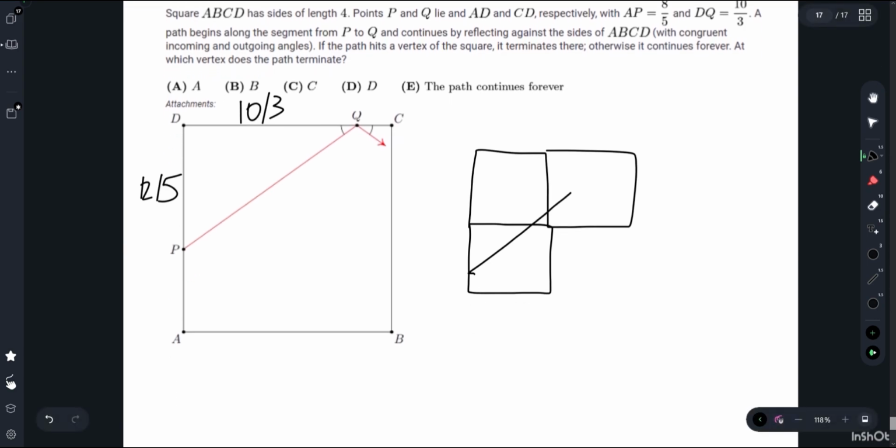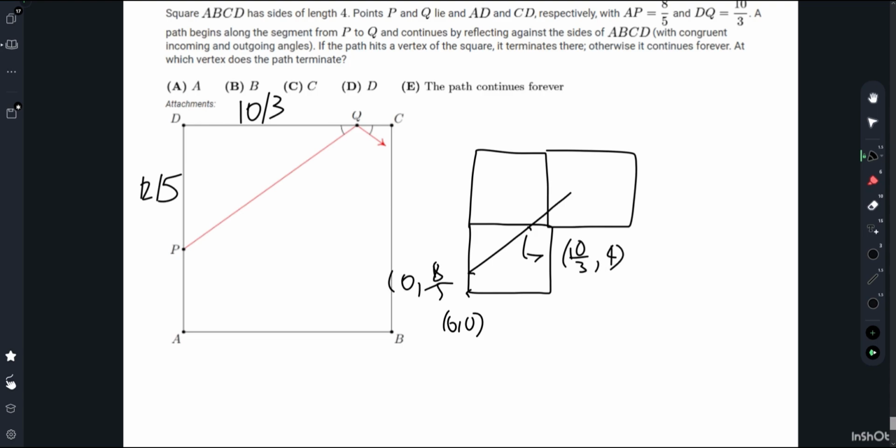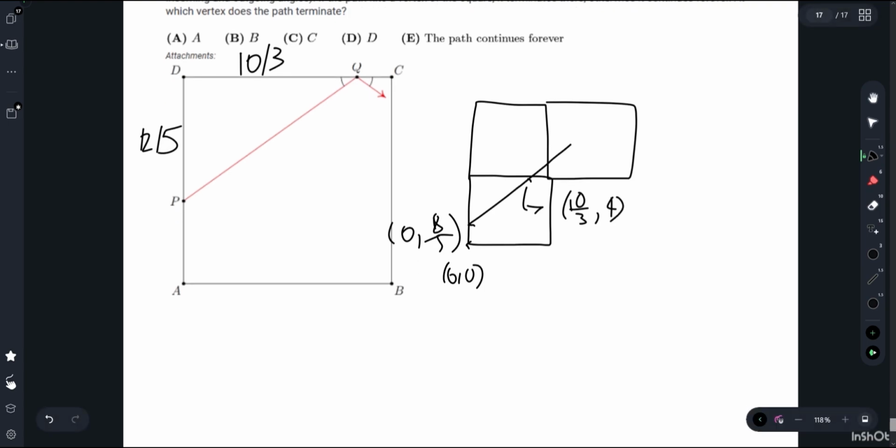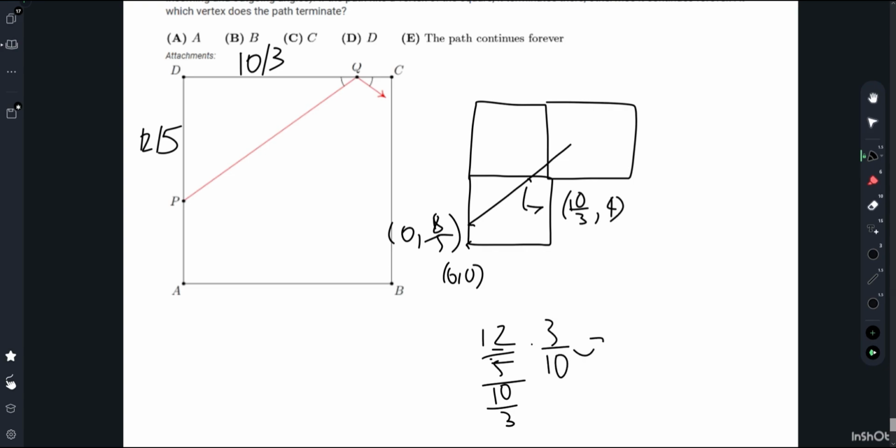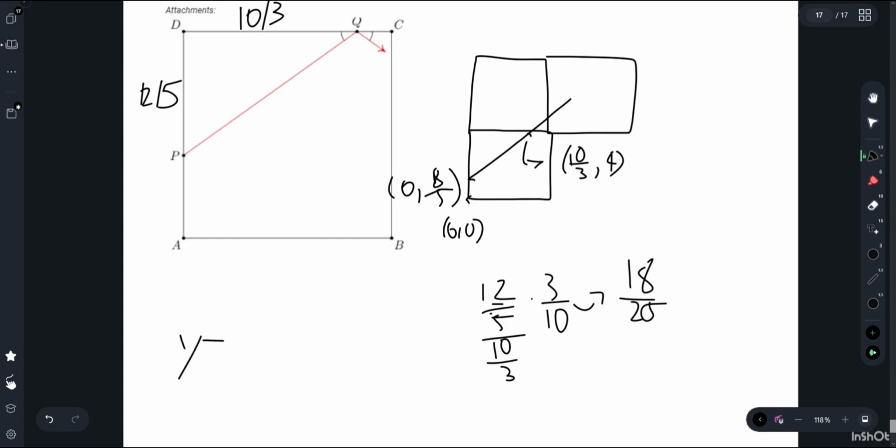So the slope of the line is going to equal rise over run. Let's let this be the origin. Then this is equal to 10 over 3, comma 4. This is equal to 0, comma 8 over 5. So the slope is equal to 12 over 5 over 10 over 3. So this is just equal to 18 over 25. So the equation of our line is y is equal to 18 over 25 x plus 8 over 5.